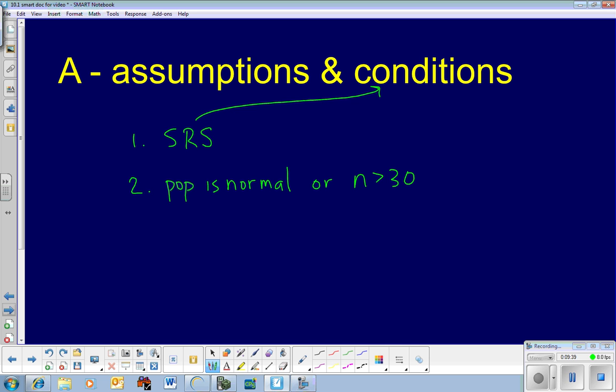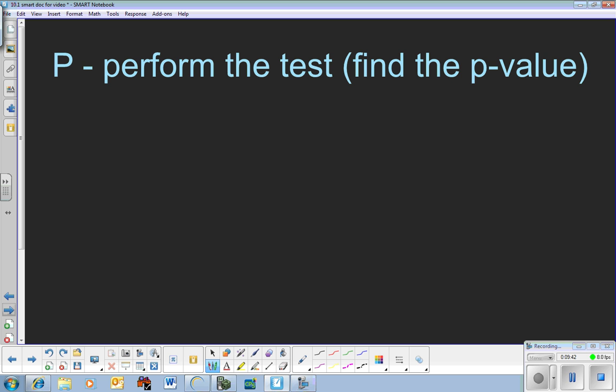Okay. P, perform the test. Here's the magic that we're looking for, the p-value. We are looking for a probability. This probability is the likelihood that our result would happen if the null hypothesis were true. So I'm assuming you're telling the truth, and then I'm going to get the probability that you actually did what you did, assuming it were true.